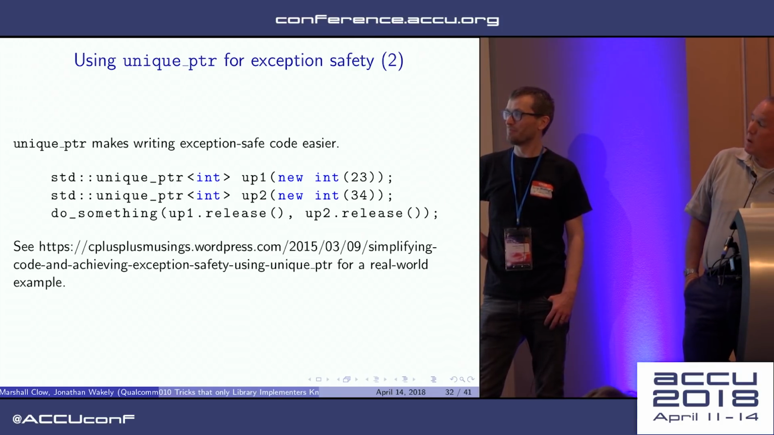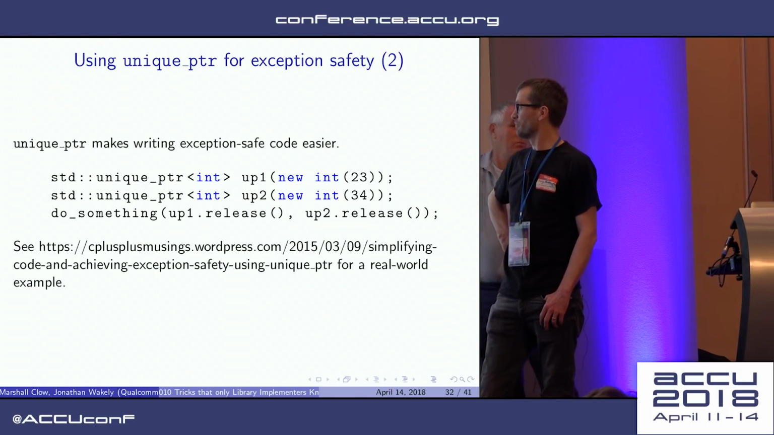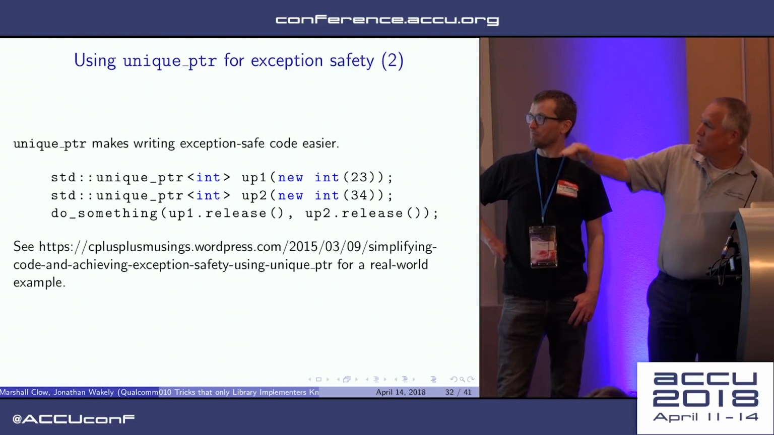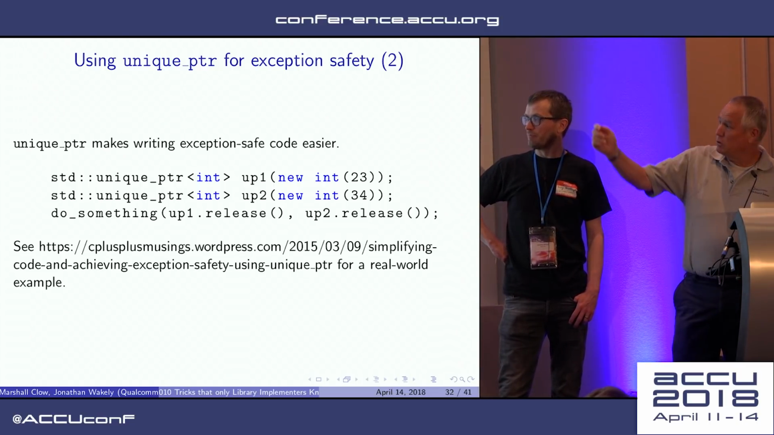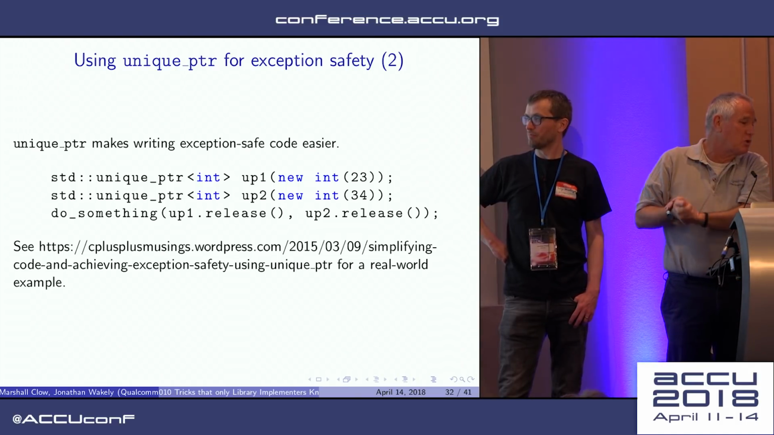This is really easy. Just wrap it all in unique pointers, and then you do all the things that can fail first, and that's here. At this point, all your failure stuff is done, and then after that, you do things that can't fail. The releases are not going to throw, and you've handed the responsibility for the pointers off to do something.